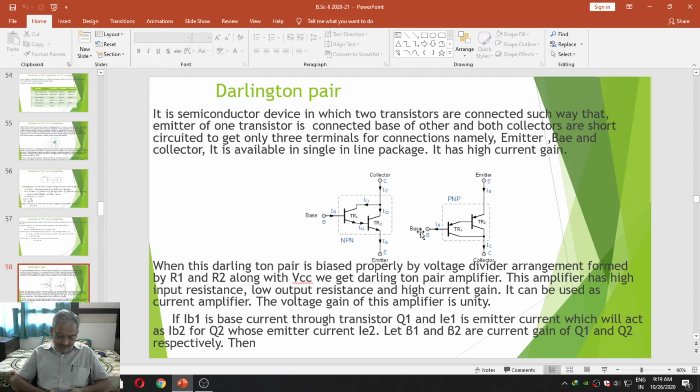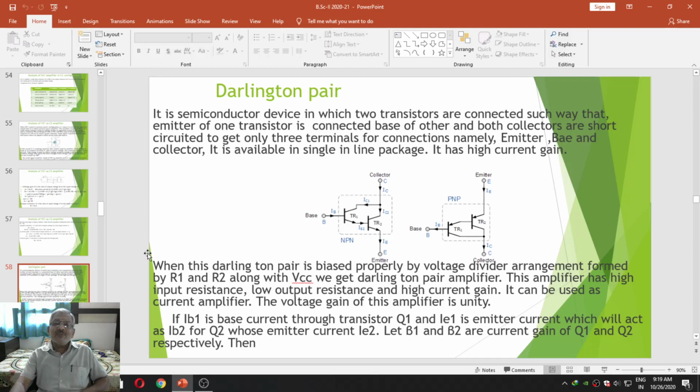This amplifier has high input resistance, it has low output resistance, it has a high current gain, and it can be used as a current gain amplifier, or it is used to amplify the current provided at its input. This amplifier has unit voltage gain. So that is the specialty of the Darlington pair amplifier. What are the specialties? It has a high input resistance, low output resistance, high current gain, and voltage gain is unity.